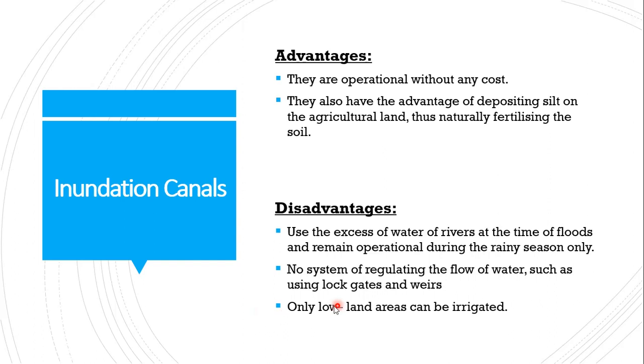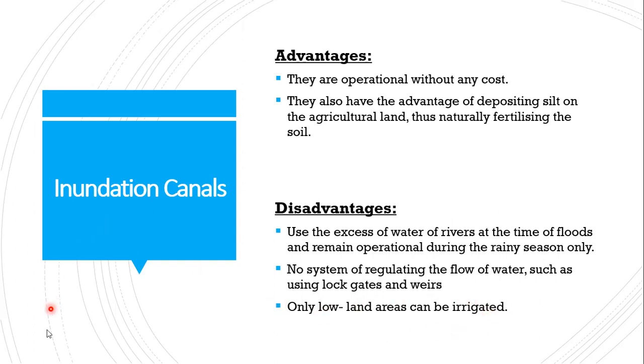Okay, so again there is no system of control over there, and only lowland areas can be irrigated because obviously the water will flow from higher area to lower area only. So only the land which is at the lower level will get irrigated. The higher level land will not get irrigated.